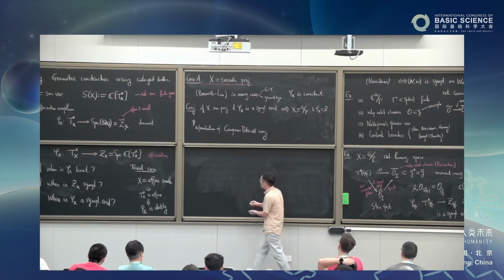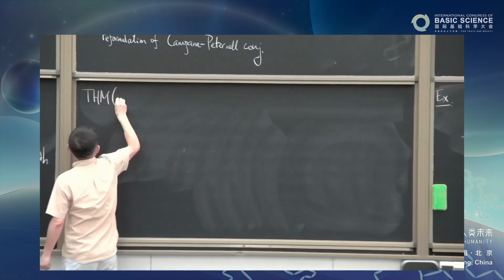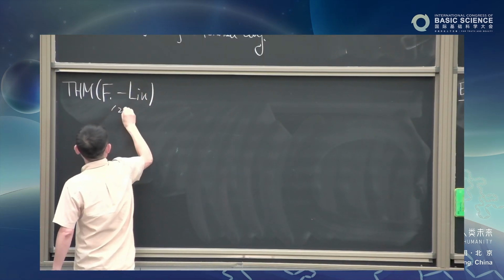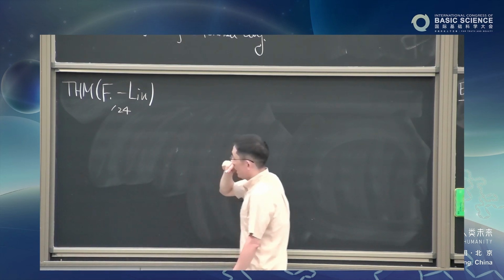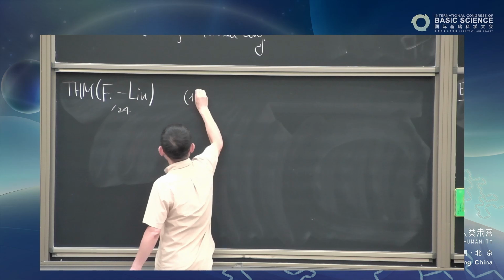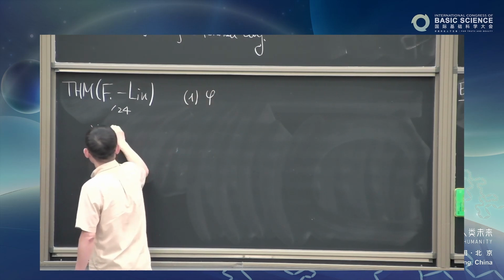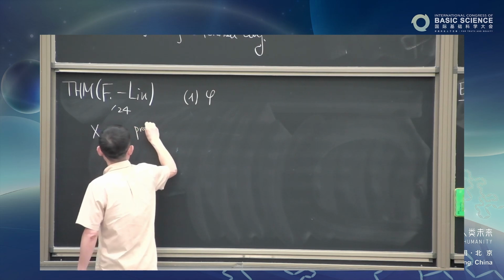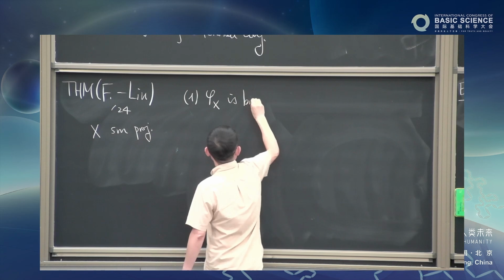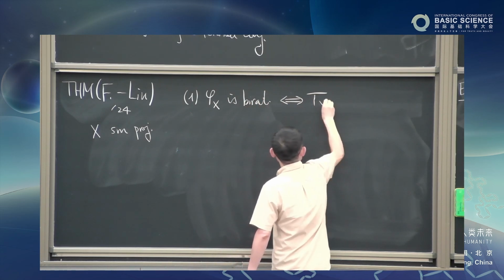So this is our main theorem from last year, 2024. We say first of all, X is smooth projective. As before, phi X is birational if and only if this tangent bundle is big.